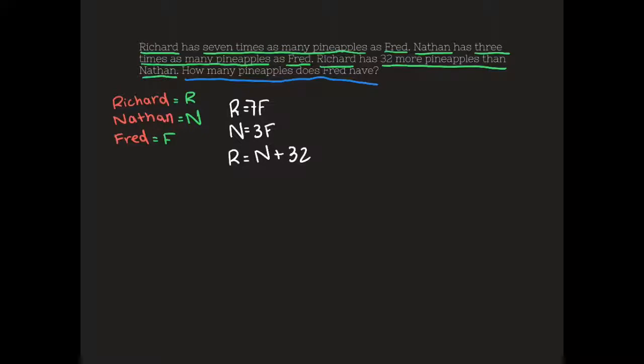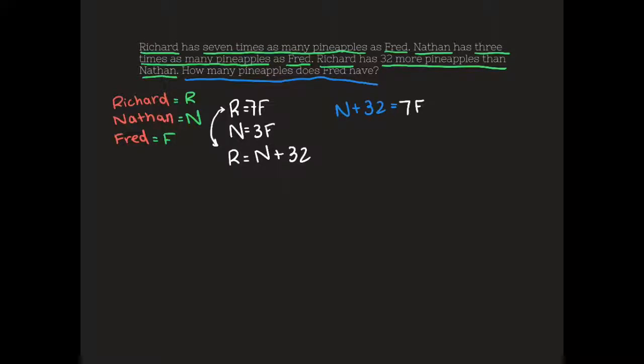Immediately we see that we have 2 R values. We can take these 2 values and set them against each other, because R equals N plus 32 and R equals 7F. So we can set another equation like this: N plus 32 is equal to 7F. That will be our equation. Now let's find out what N equals.